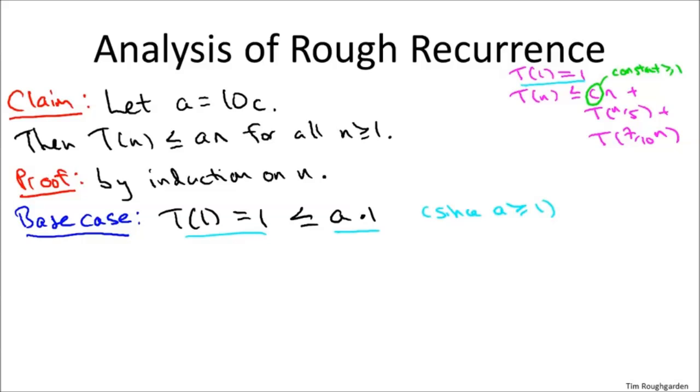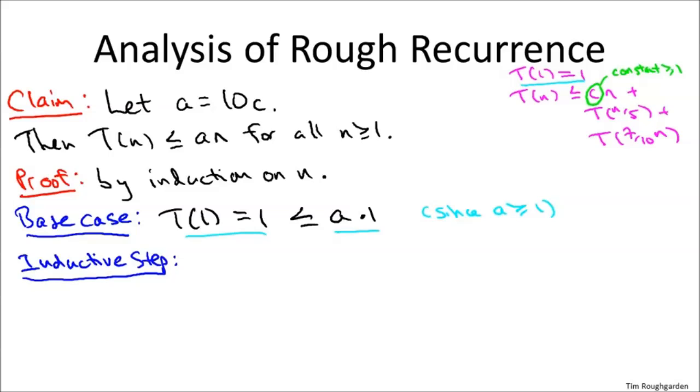The constant c, we're assuming, is at least 1. So certainly if you multiply c times 10 to get a, it's definitely at least 1. So the right-hand side here is unquestionably bigger than the left-hand side. A, in fact, is even bigger than 10, let alone bigger than 1.